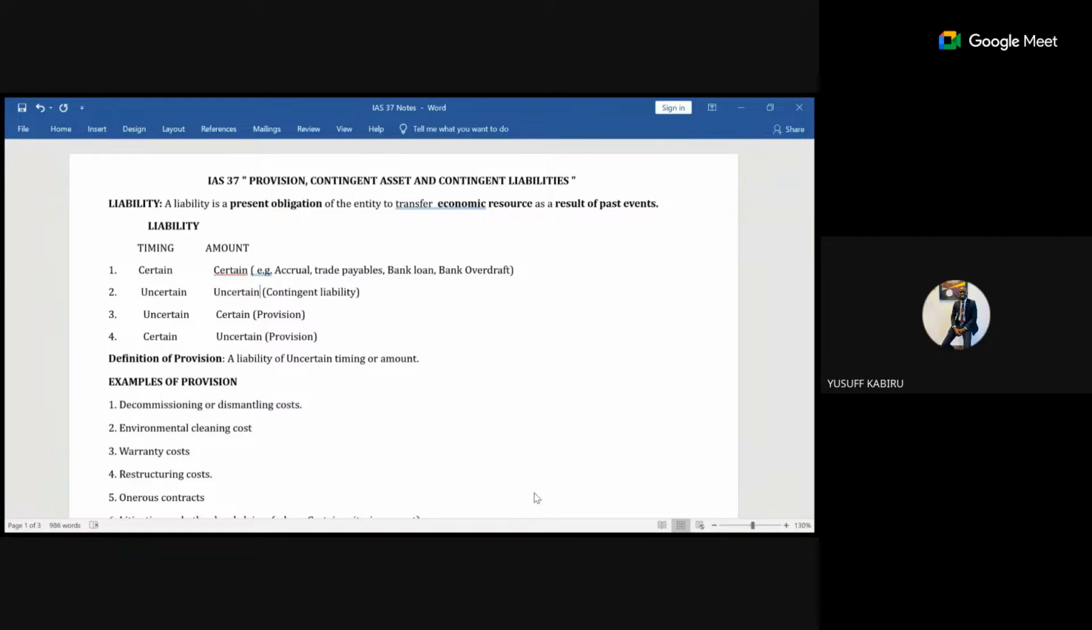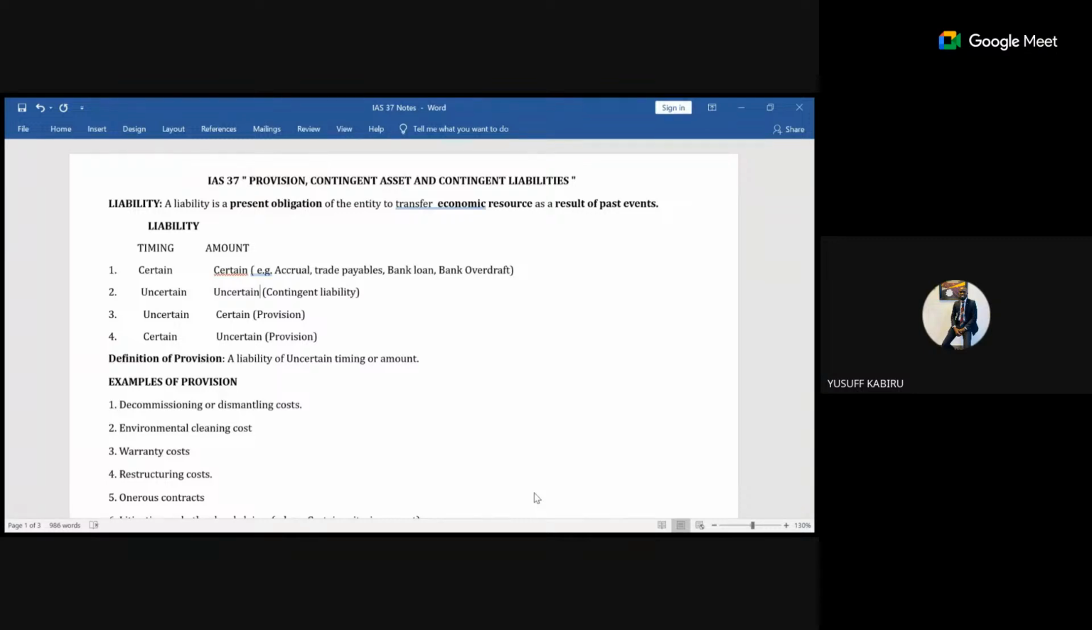Now we have the third point and the fourth point, which is where a liability is uncertain. The timing of the liability is uncertain, but the amount is certain. Then the fourth one is when the timing is certain or the amount is uncertain. That is provision. So provision, in line with IAS 37, the definition is a liability of uncertain timing or amount. A liability in which the time you are going to pay it or the amount, one of them is uncertain. That is a provision. The standard gives a simple definition of provision.